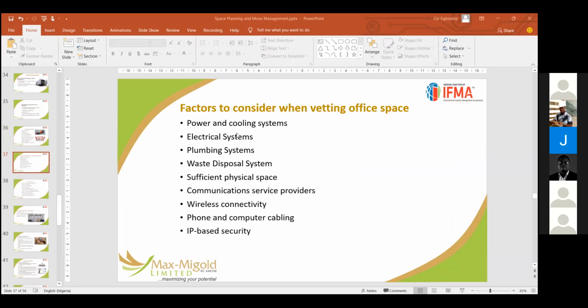Factors to consider when vetting office spaces. If you're about to move to a new office space as a facility manager and given the responsibility to vet the space, there are some things that you must know and some things that you must do. One is the power and cooling system of the office. How do you cool the office spaces? How do you manage power? It's very important for you to know the system.